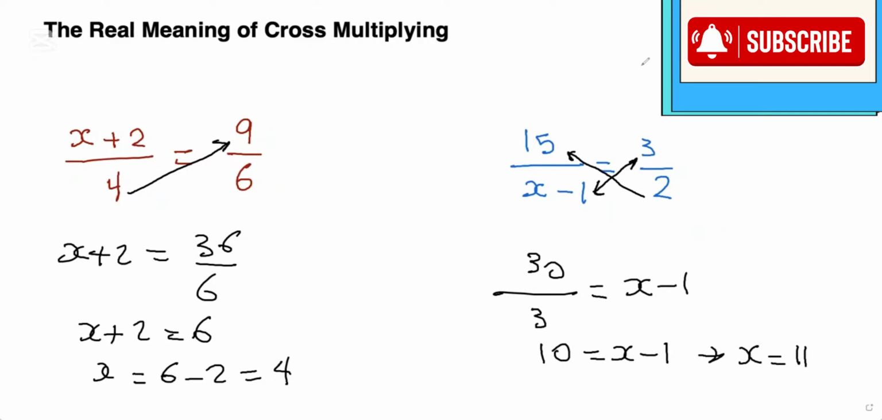And that's it. Cross multiplication doesn't have to be confusing when you use this method.